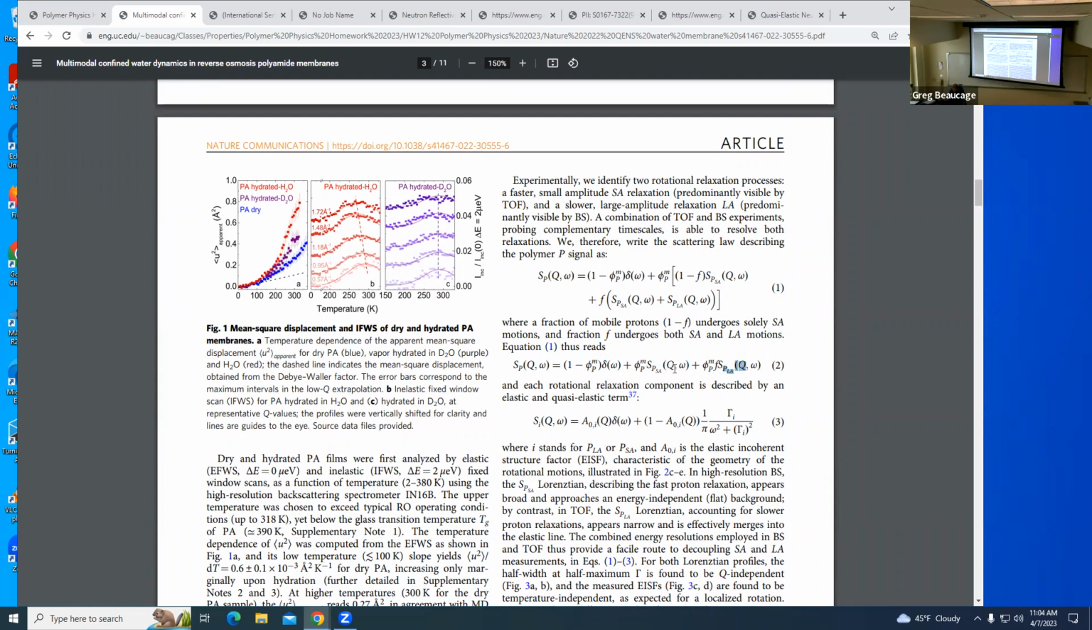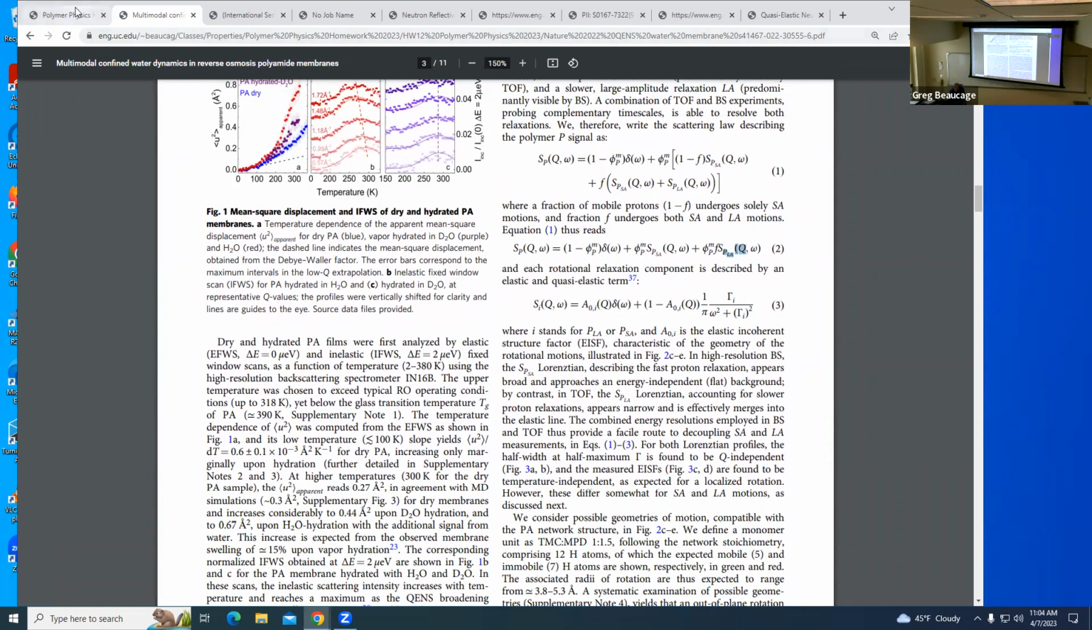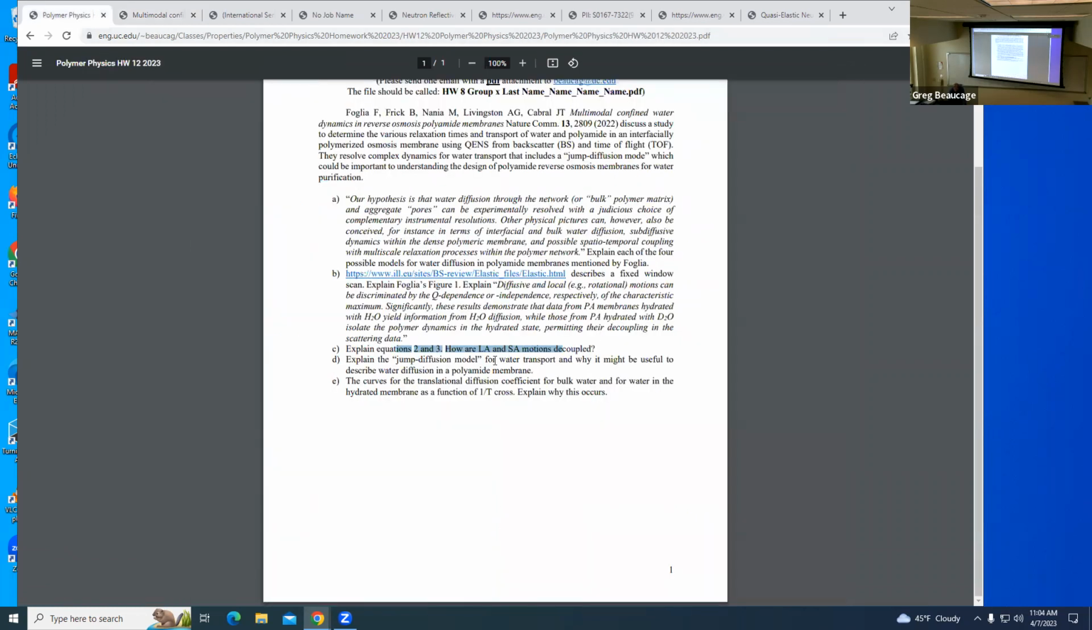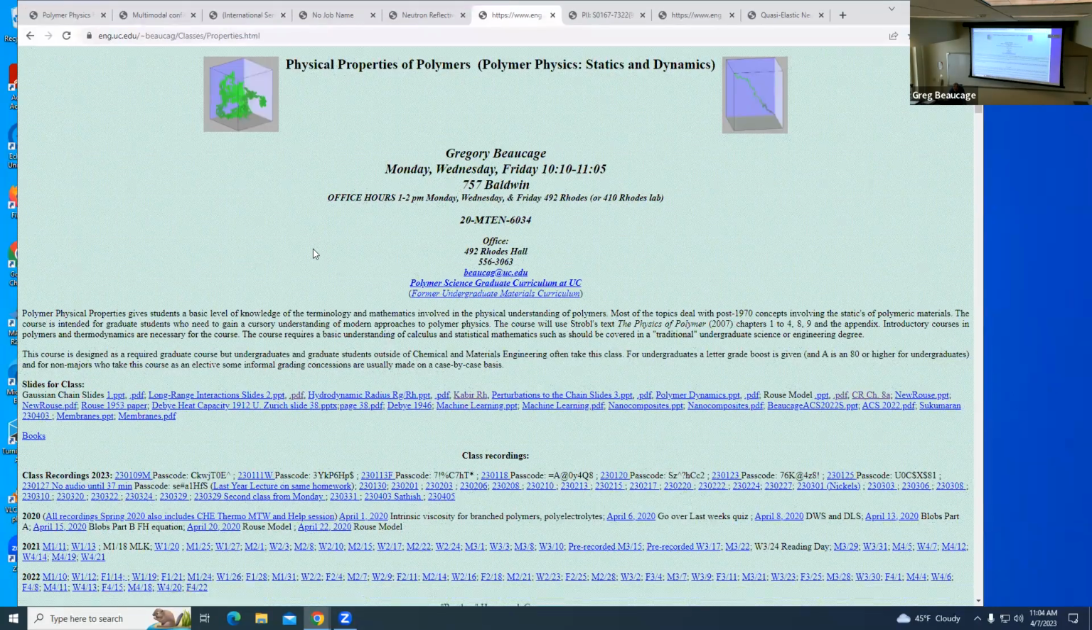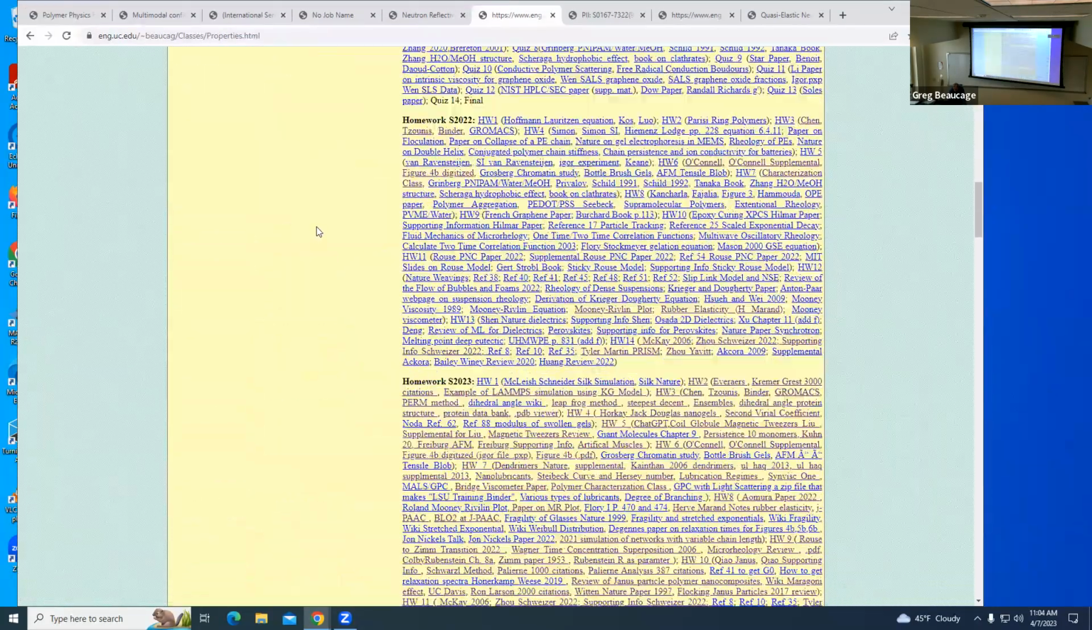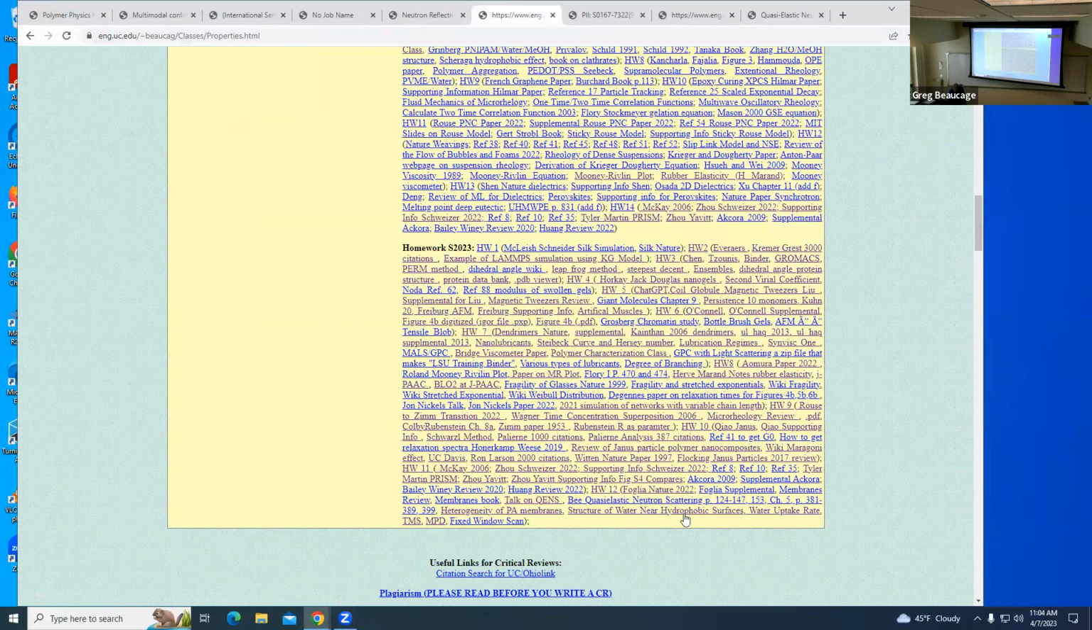So he's going to separate those two by using the two instruments, the time of flight and the backscatter machines. Again, if you can answer that, it gives you a better idea of what he's talking about. And the jump diffusion model, that's all over the place. If you Google that, you will definitely find it. It's not just to do with this. It's a whole mechanism of how you understand transport on a molecular scale.